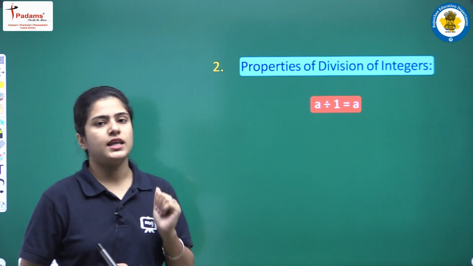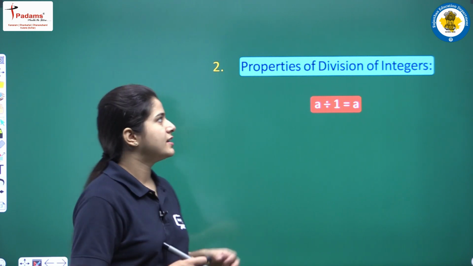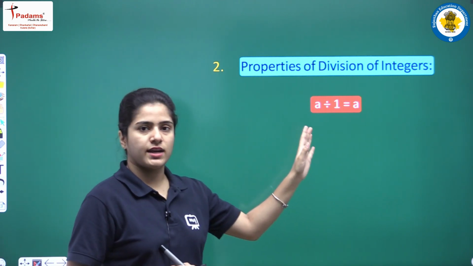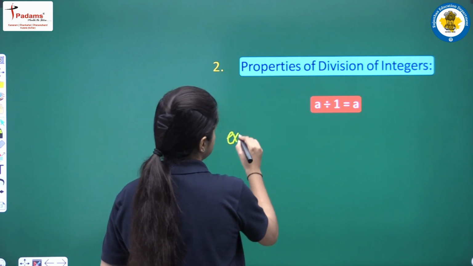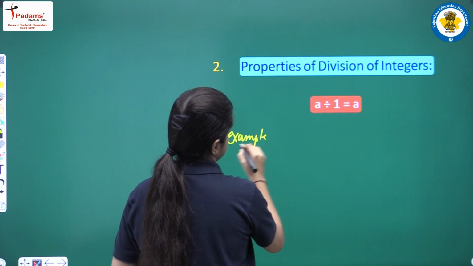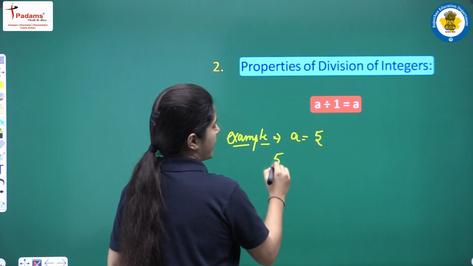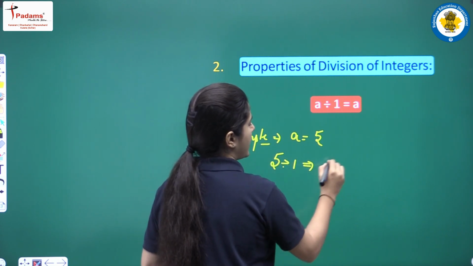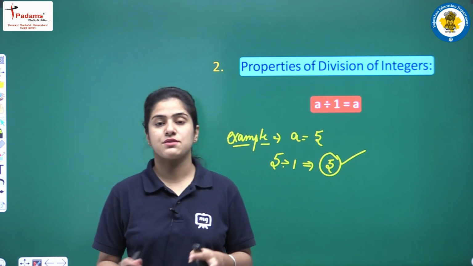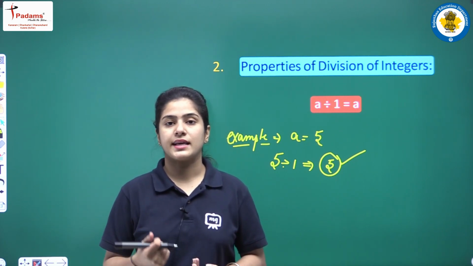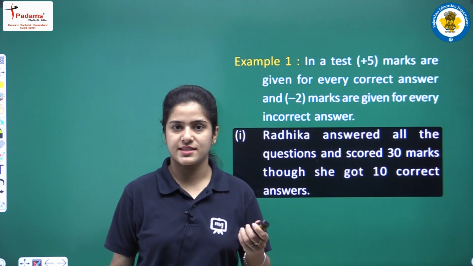If any integer is divided by 1, it will give the integer itself. What it means? If I am taking the example where a is equals to 5, if I am dividing 5 with 1, what the answer will be? It will be 5. Alright students, so if any integer is divided by 1, it will give to the integer itself. Alright students, so let's see the example of this exercise.